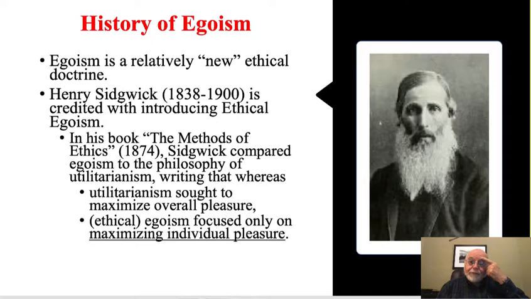And I've got the distinction marked for you at the bottom. Utilitarianism sought to maximize overall pleasure, whereas ethical egoism focused only on maximizing the individual's pleasure. The distinction between a broader category of pleasure, which can include the community, as well as society as a whole, whereas egoism focuses only on the individual's pleasure.